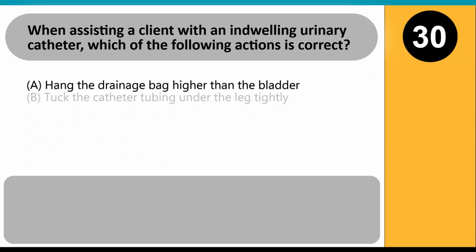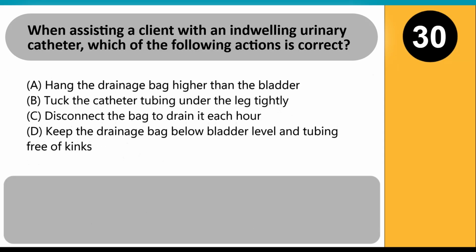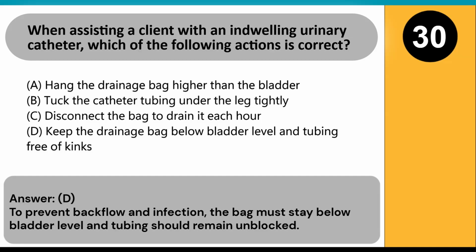When assisting a client with an indwelling urinary catheter, which of the following actions is correct? A. Hang the drainage bag higher than the bladder. B. Tuck the catheter tubing under the leg tightly. C. Disconnect the bag to drain it each hour. D. Keep the drainage bag below bladder level and tubing free of kinks. Answer: D. To prevent backflow and infection, the bag must stay below bladder level and tubing should remain unblocked.